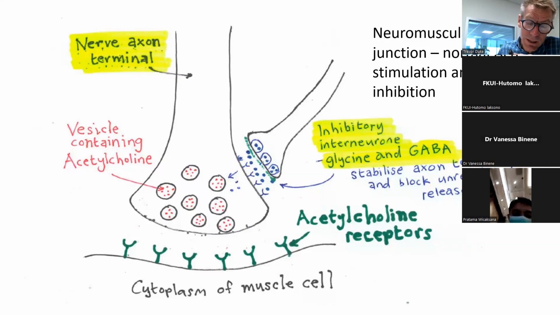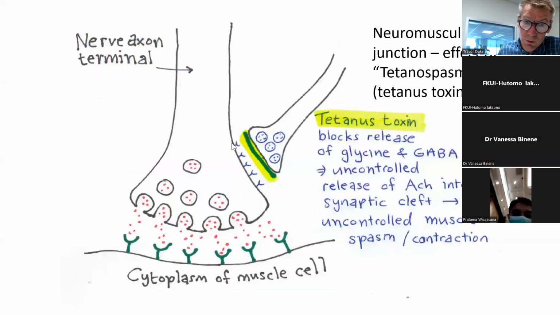But when you've got tetanus toxin available, then that blocks the release of glycine and GABA from the inhibitory interneurons, and then you just have uncontrolled release of acetylcholine into the cytoplasm, onto the receptors of the muscle cell, and then you just have uncontrolled muscle spasm or contraction. That's what happens when a child has tetanus. And the reason why it's worth understanding this is it helps you understand how long it takes for a baby to get better from neonatal tetanus.